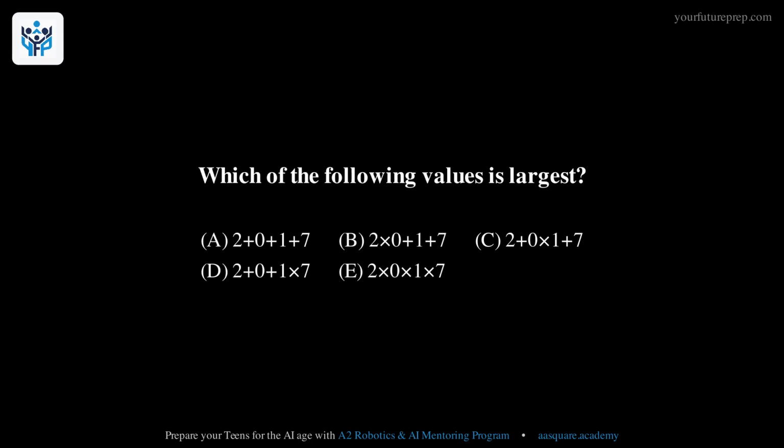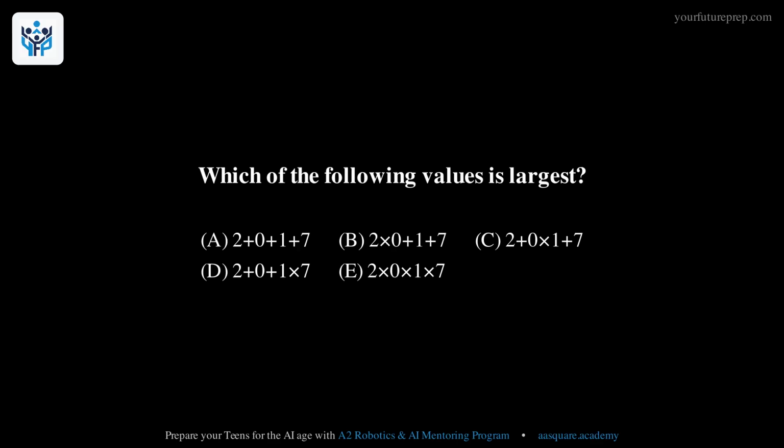Here's problem 1 from the 2017 AMC 8. Which of the following values is largest? Choice A is 2 plus 0 plus 1 plus 7. Choice B is 2 times 0 plus 1 plus 7.